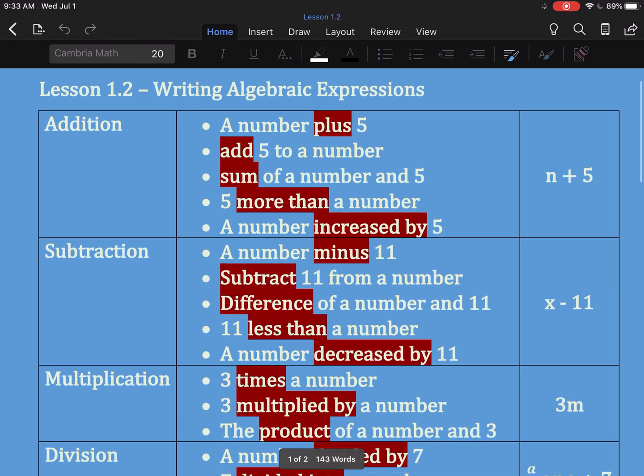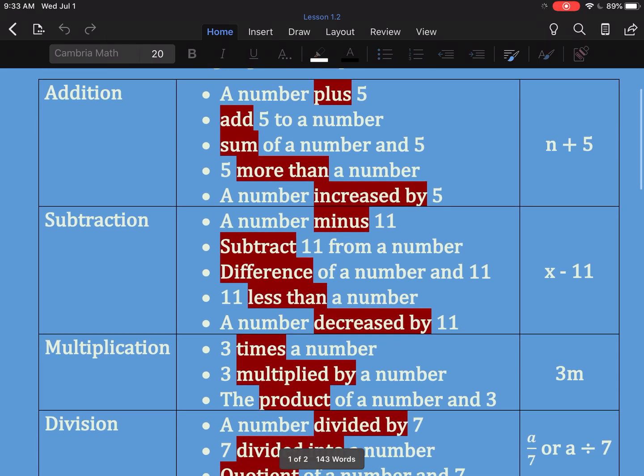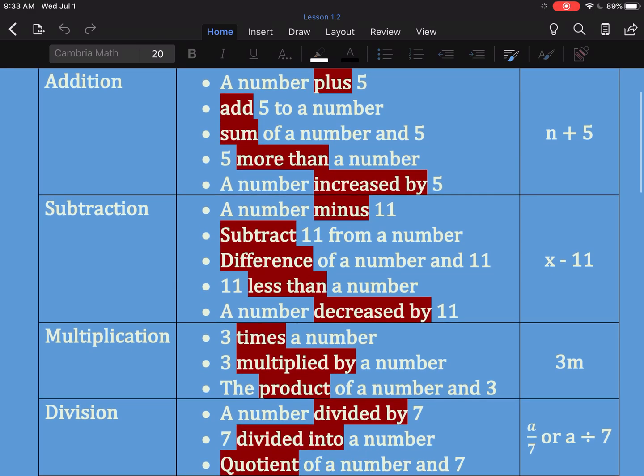A number plus 5, add 5 to a number, the sum of a number and 5, more than a number, increased by 5, are all ways of saying n plus 5, or really any letter plus 5. Similarly, with subtraction and multiplication and division, you can see there are a whole bunch of different ways to say these things, and I've got them all highlighted in red to make it a little bit easier to tell what the words that are important are.